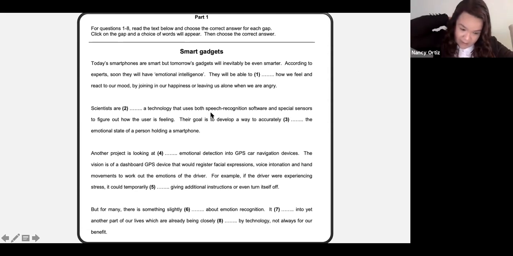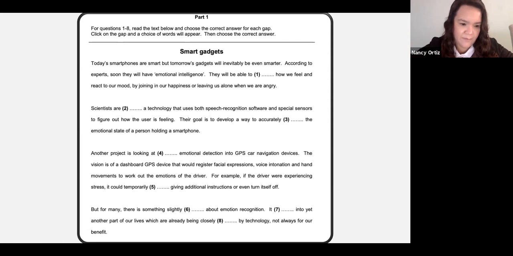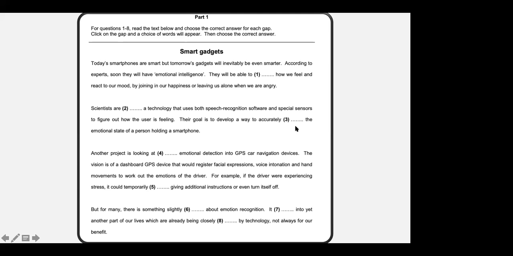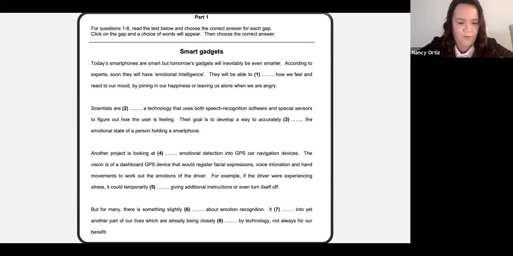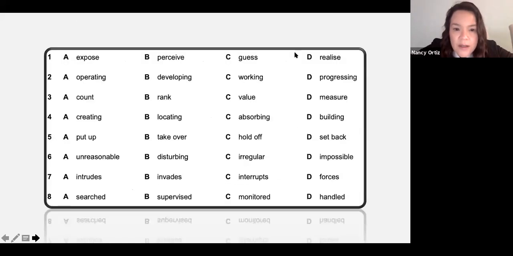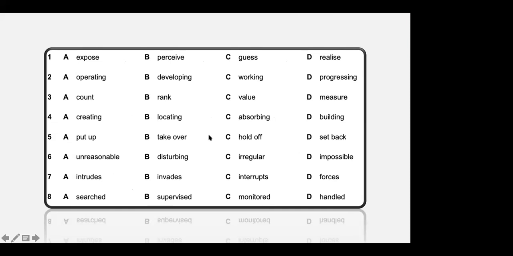Constanza, how many? Constanza, are you there? Maybe Constanza's busy. Bere, how many? 6. But I have a doubt in number 4. You said that the answer was building. What did you have? I wrote creating.